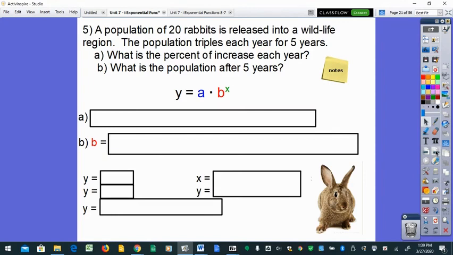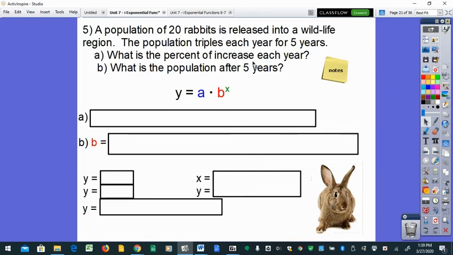Last one I want to do today is a population of 20 rabbits released into the wildlife region. The population triples every year for 5 years. What is the percent of increase? So now we're looking for that R. We have to think about that. And then once we have it, we're going to talk a little bit about the population after 5 years.